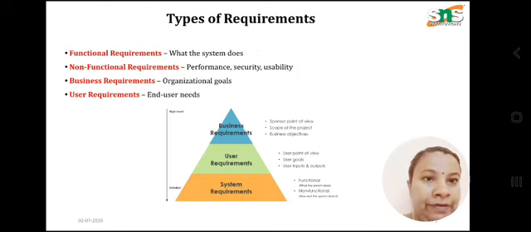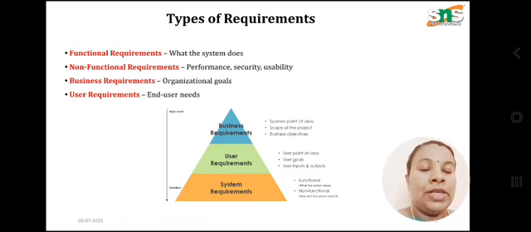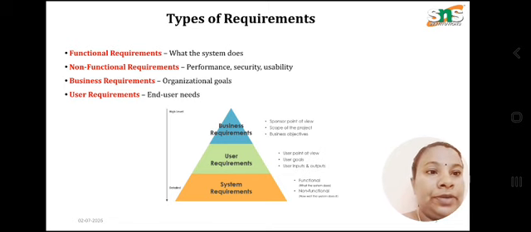So types of requirements. We have 4 types of requirements: functional requirements, non-functional requirements, business requirements and user requirements. Functional requirements define what the system does. Non-functional requirements define the cross-functional qualities such as performance, security, usability. Business requirements consist of organizational goals. User requirements deal with the end user needs.